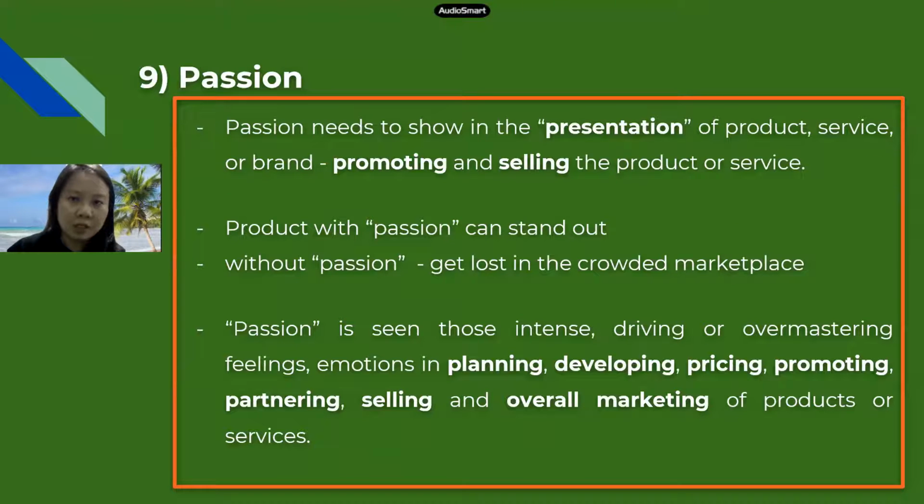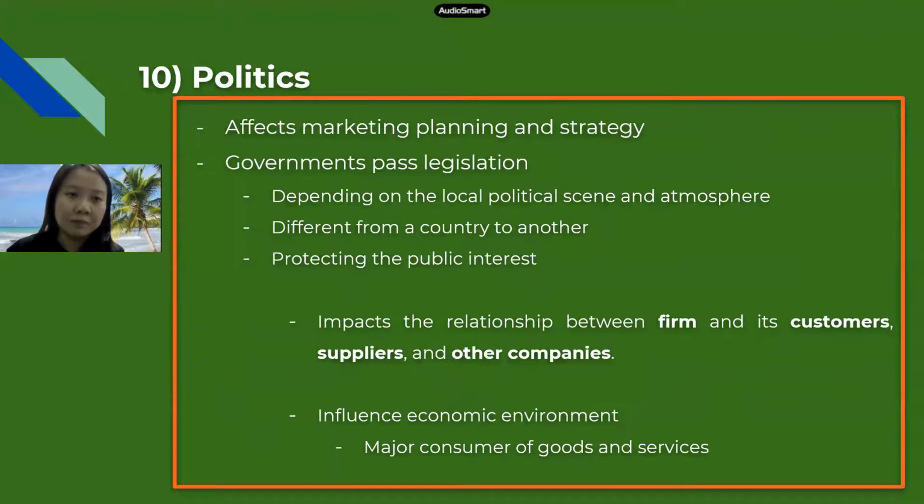Nine will be patience. If you are a marketer of the company, you must have patience to promote and sell the product and services to the public, because if you don't have patience, you have no direction, you are lost in the marketplace. So patience can be intense driving or overmastering the feeling and emotion in the planning, developing, pricing, promoting, partnering, selling, and the whole marketing process of a product and or services.